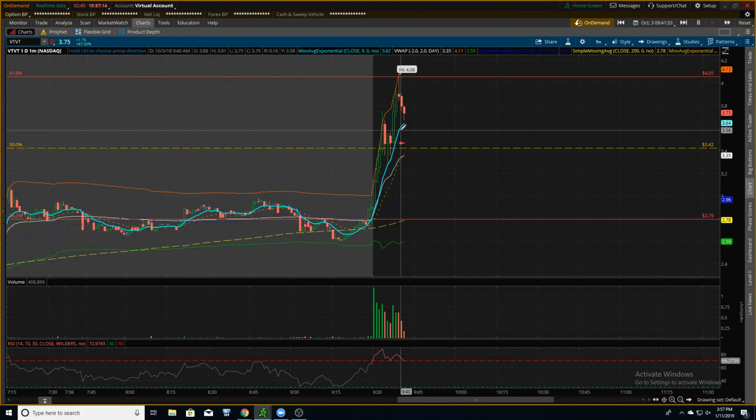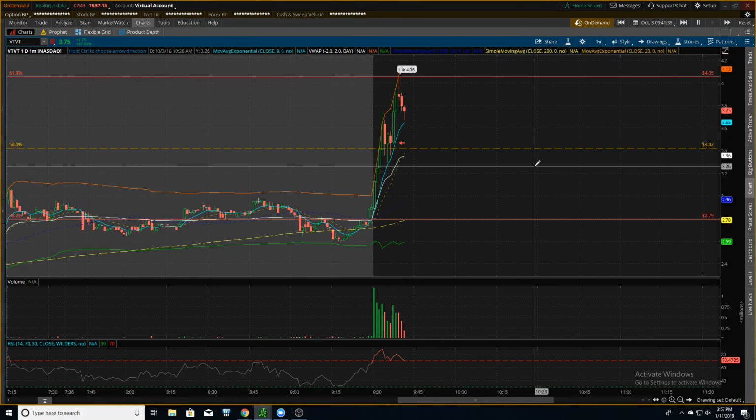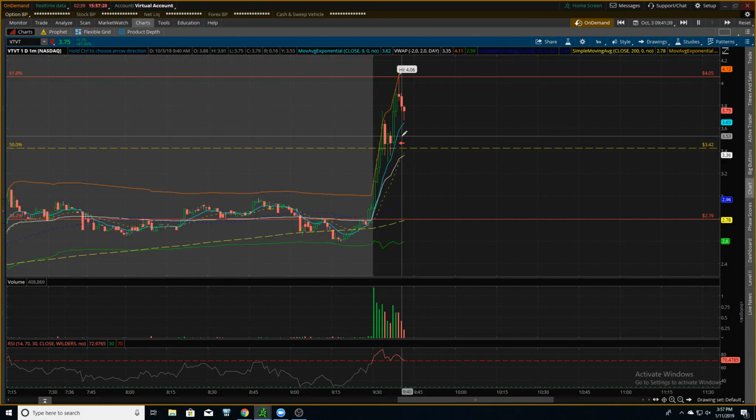But guys, that's pretty much it when it comes to scalping. Have your hotkeys set up. Already have a price target in mind. That way you can hotkey out as soon as it hits that.